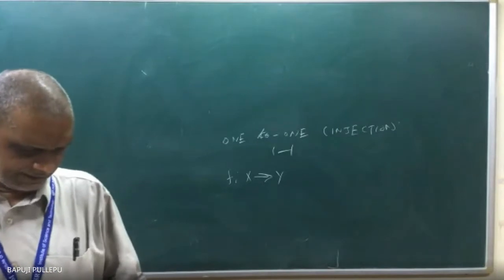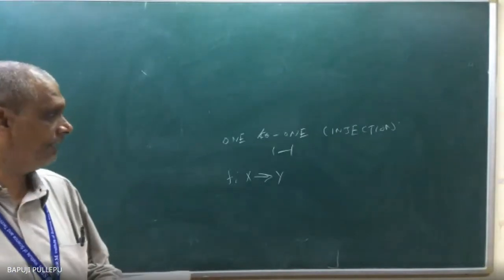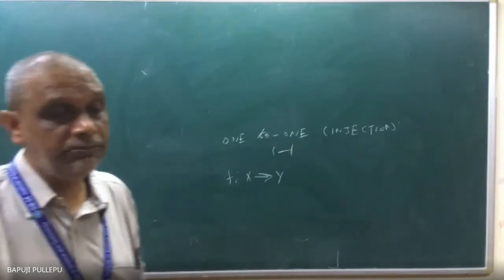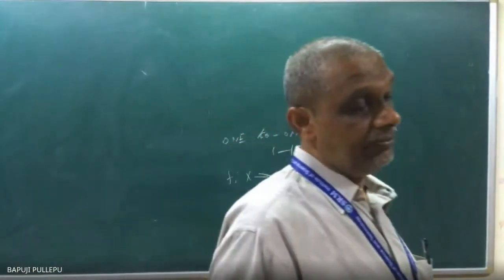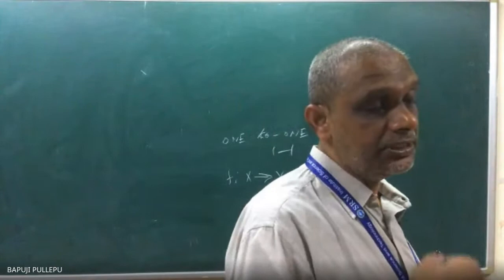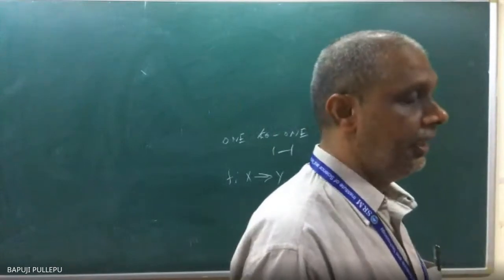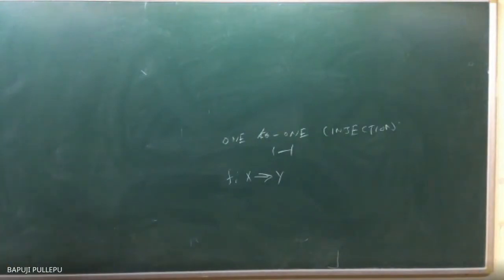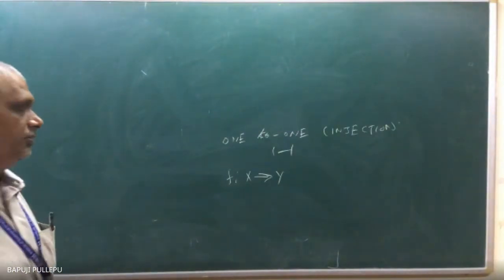Distinct elements of X are mapped to distinct elements of Y. So f is said to be 1 to 1 means what? Distinct elements of X map to distinct elements of Y. Each element will have a separate image. Two elements don't have the same image. That is the meaning.